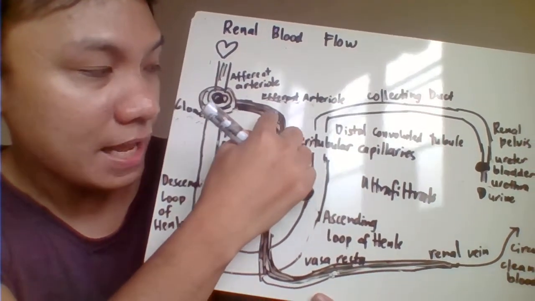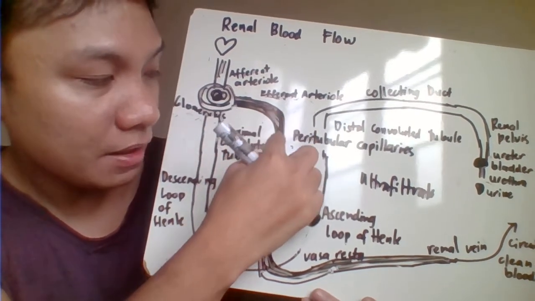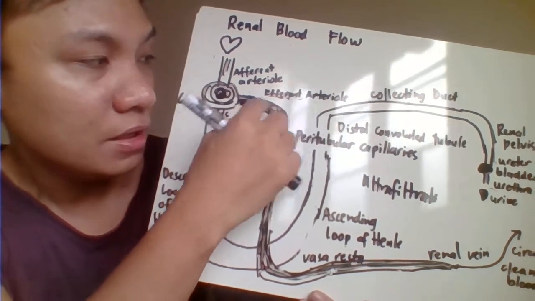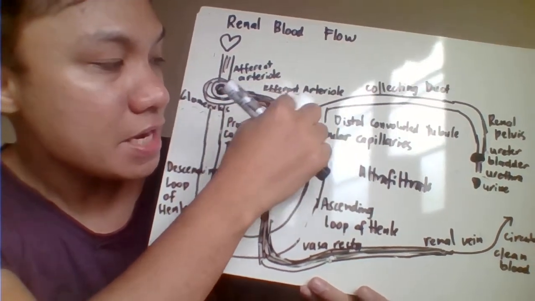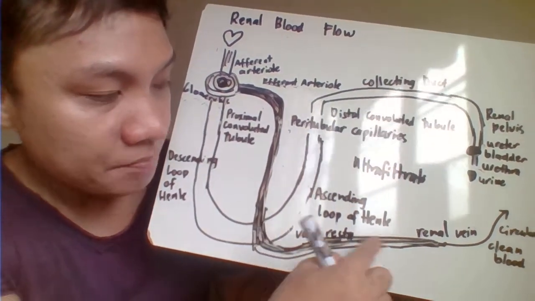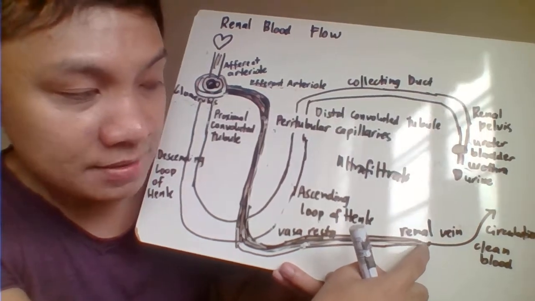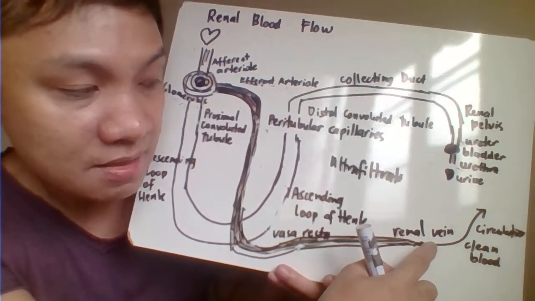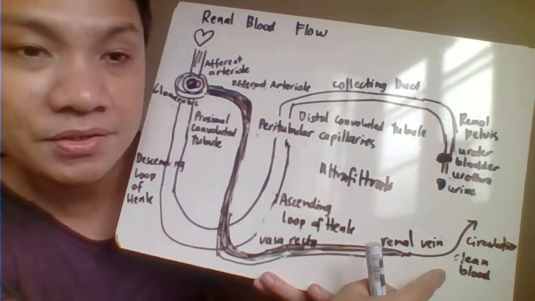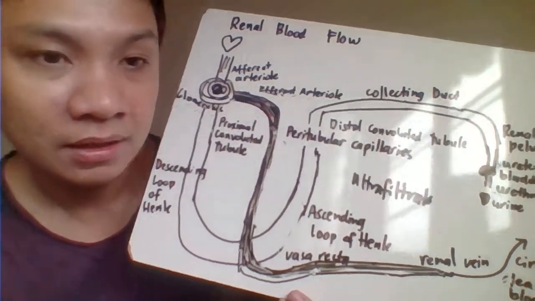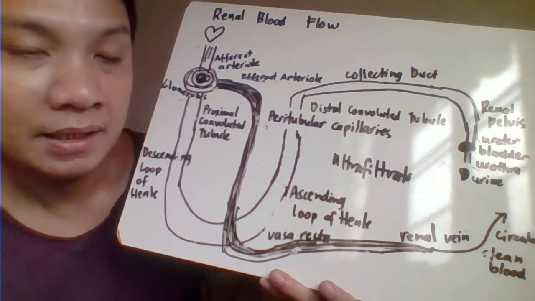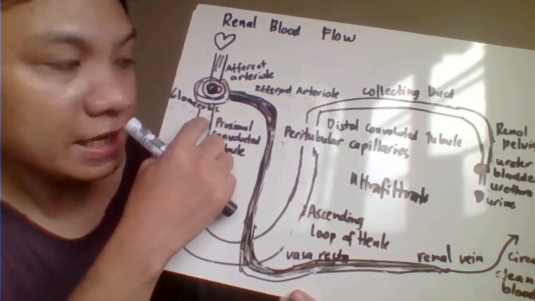Dadaan dito sa renal, these are your renal veins, your blood vessels. Dadaan siya dito to your, lalabas siya through your efferent arteriole, dadaan sa peritubular capillaries, then vasa recta, lalabas ang blood na yan sa ating kidney by passing through your renal vein. Pag lumabas na siya, pupunta na siya sa ating circulation, and that blood is already considered to be a clean na blood. On the other hand, for those substances na na-filter ng ating glomerulus, magiging ultrafiltrate ito.